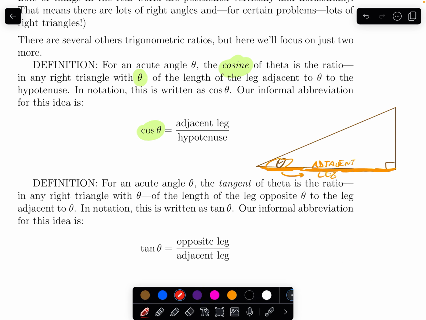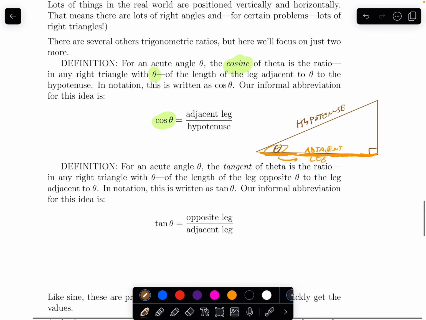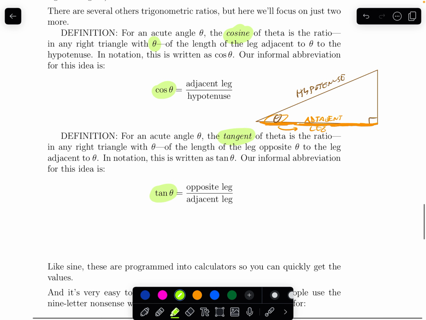Cosine is the ratio between adjacent leg and hypotenuse. So sine compares opposite leg to hypotenuse. Cosine compares adjacent leg to hypotenuse. And there's a third one we'll talk about here called tangent. Tangent of theta compares the opposite leg to the adjacent leg.